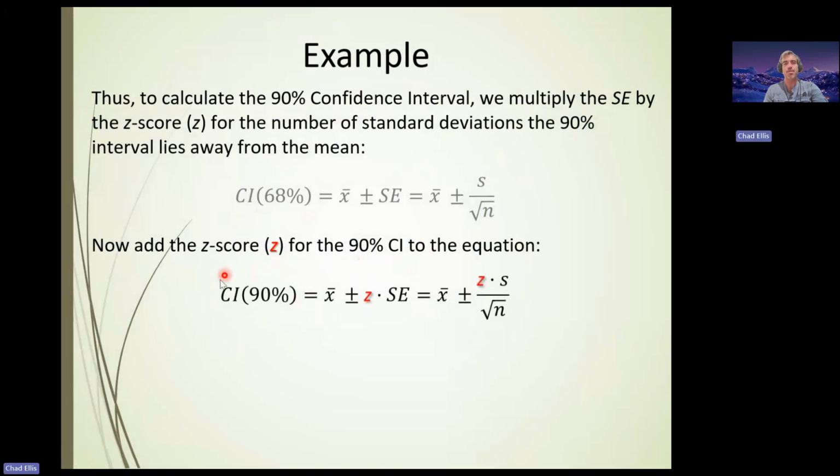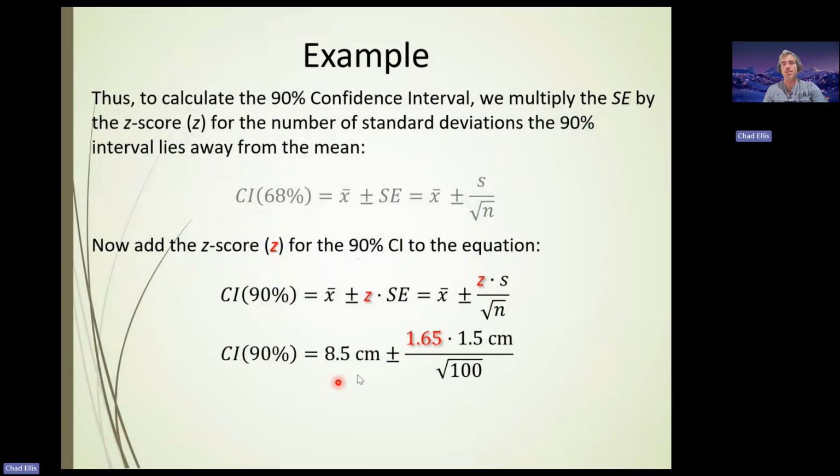So to determine the 90% confidence interval, same kind of idea. We're going to take our sample mean, but now we're going to add and subtract the standard error multiplied by the Z value for 90%. Multiplying the Z value by the standard error is the same as multiplying Z by the sample standard deviation divided by the square root of the sample size.